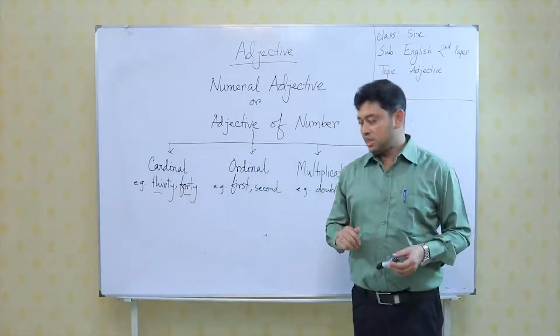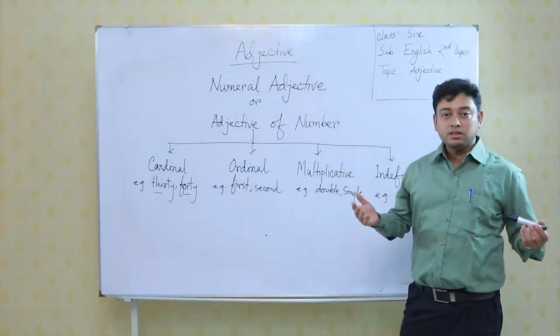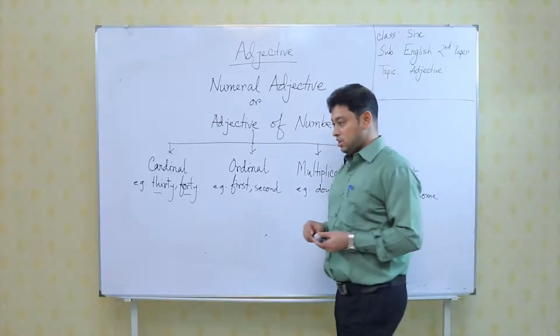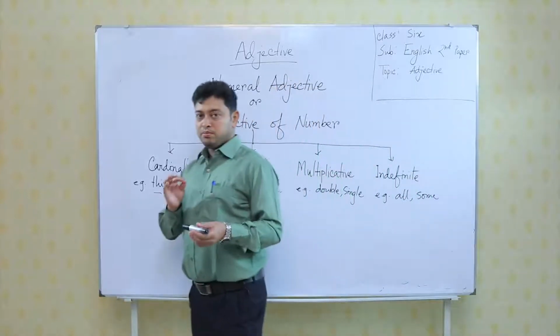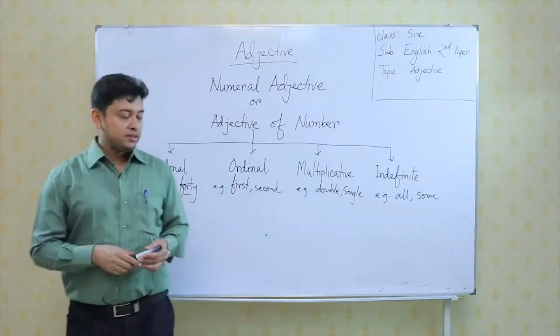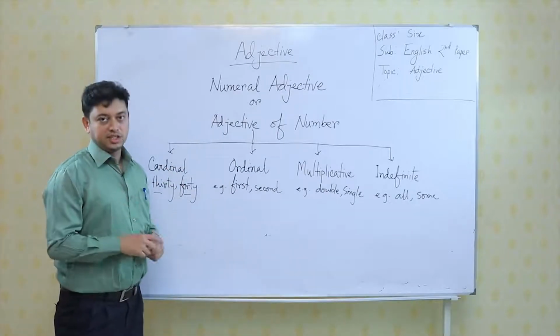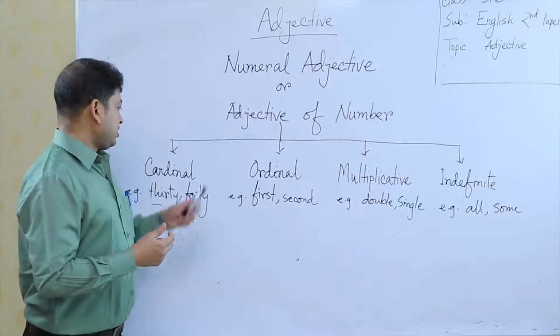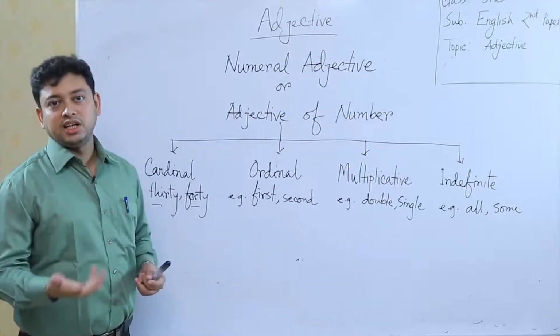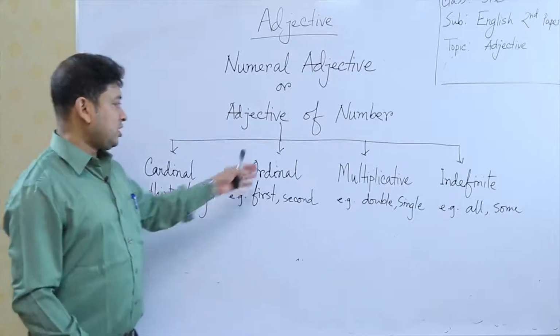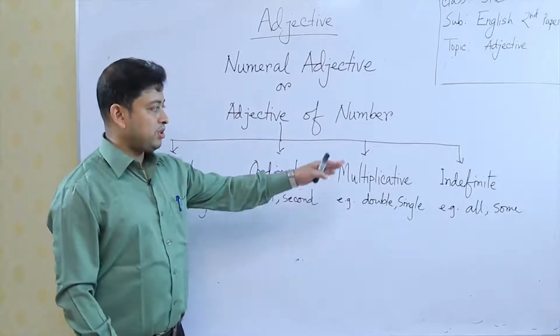That is a very important thing, and students get confused about this. So, my answer is, this is a very simple thing. If you want to write cardinal numeral adjective, the answer is correct. If you write this is an adjective of number, your answer is correct as well. The same case is with ordinal number, the same case is multiplicative or indefinite.